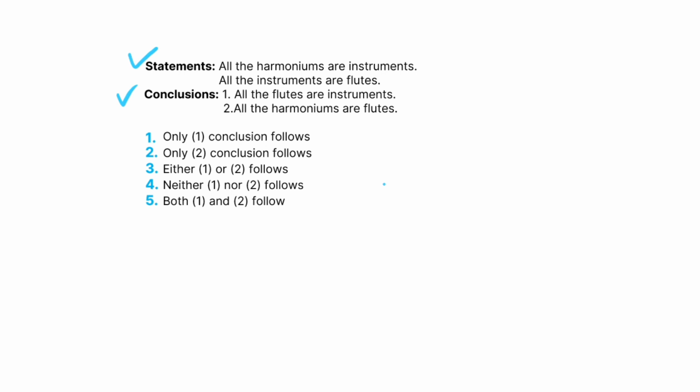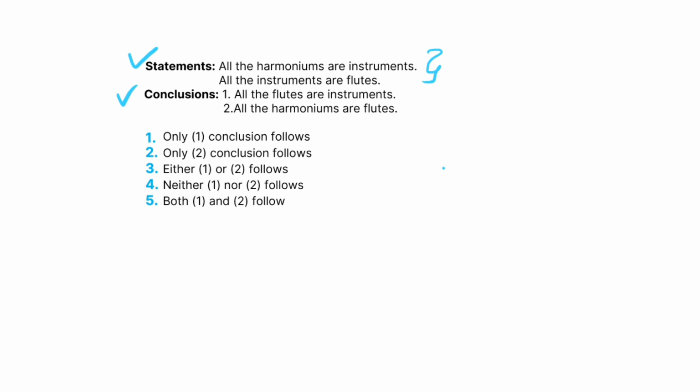First, I'm reading a question for you. These are the statements: all the harmoniums are instruments, and all the instruments are flutes. From these two statements, we need to verify whether the conclusions follow or not, and conclude a certain answer in the end.